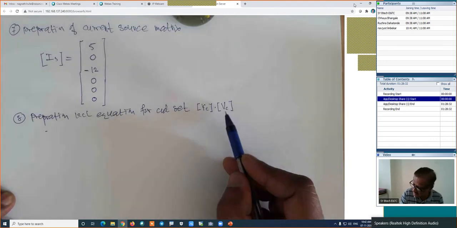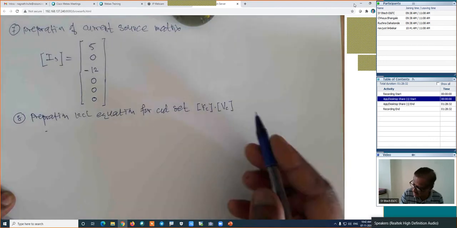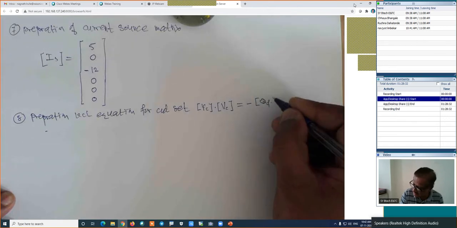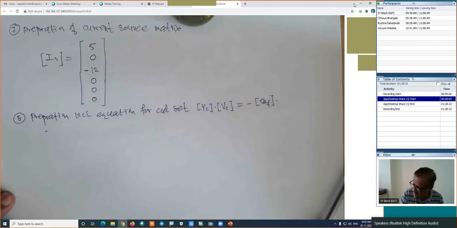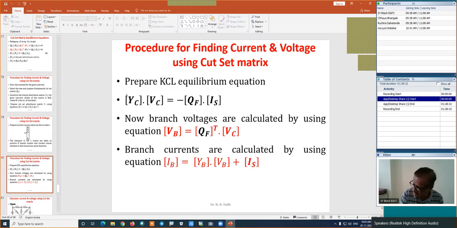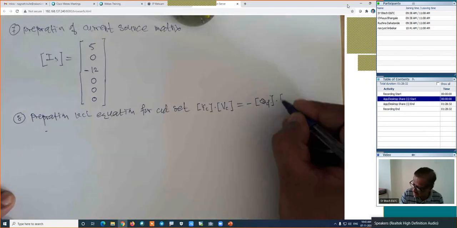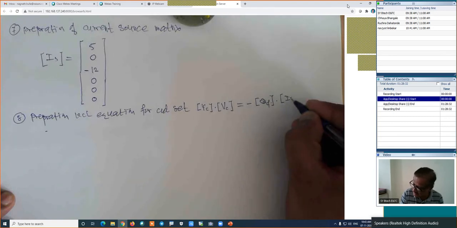This VC is the cut set voltage matrix, which is equal to minus QF into IS. That is, YC VC equals minus QF into IS. IS is the current source matrix.